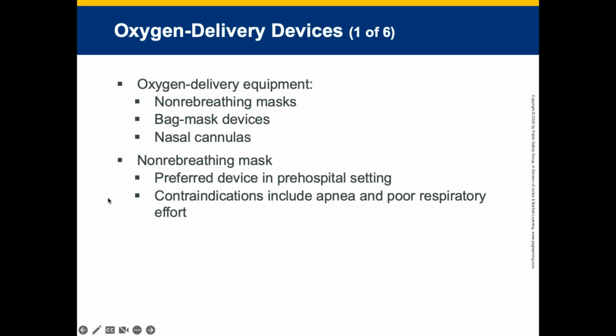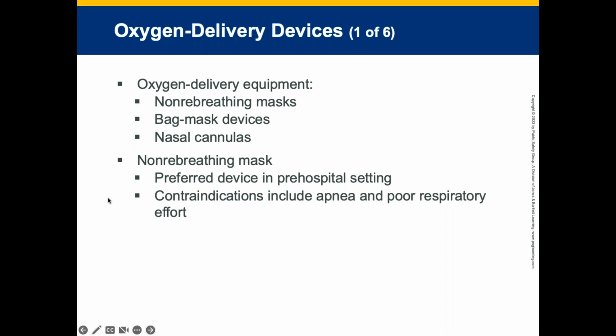Contraindications include apnea or poor respiratory effort. If they are not breathing, this is the whole difference between oxygenation and ventilation. Just because the pulse oximetry is 60%, you can throw them on nasal cannula or non-rebreather and bring it up, right? It does not mean that they are ventilating appropriately. This is why oxygenation and ventilation go hand in hand.